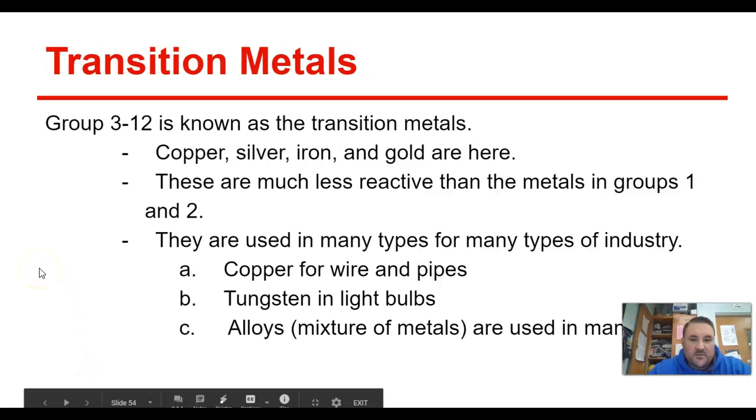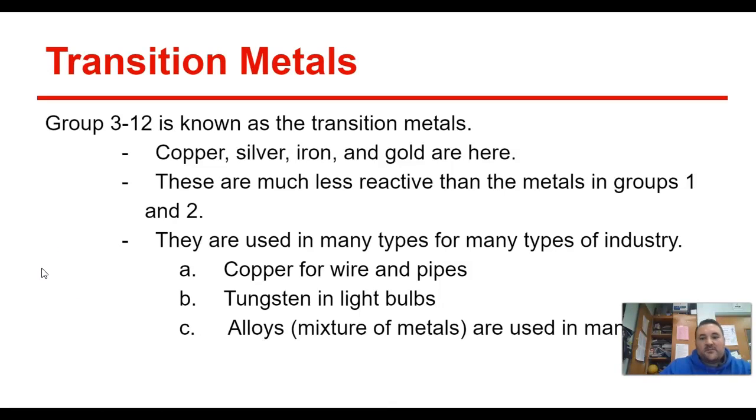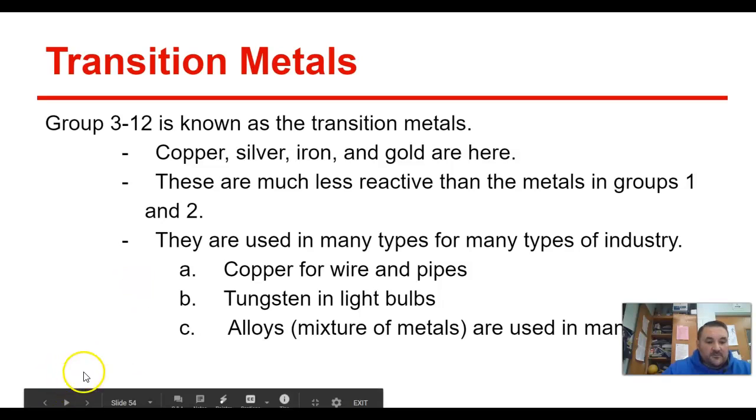The transition metals are located in the middle of our periodic table. They're used in all kinds of industry: copper, silver, gold, iron. Mercury is used in a lot of things for electronics now. Cadmium, platinum, some other real famous ones. Iron, used in all kinds of things. Copper wire, copper pipes, copper in your electronics. Tungsten in the old-fashioned light bulbs even.